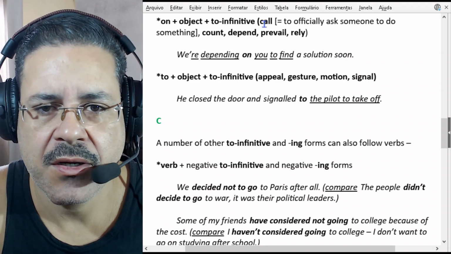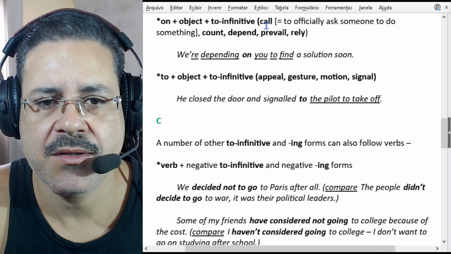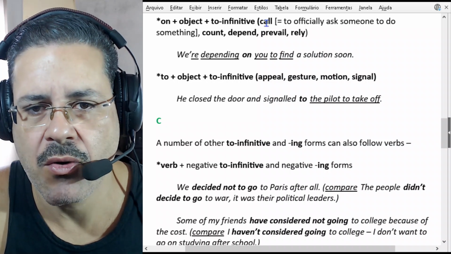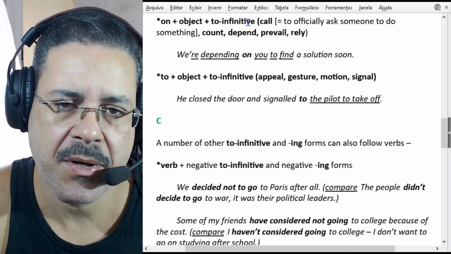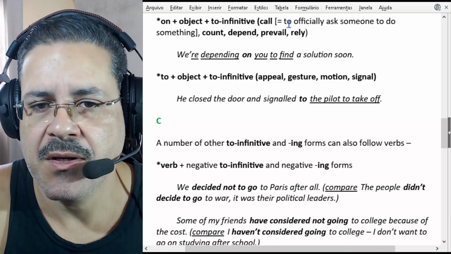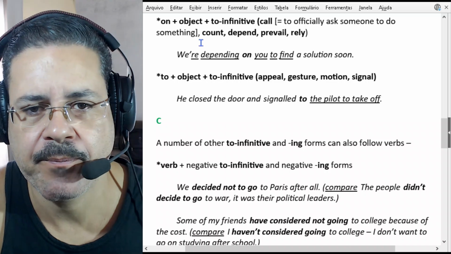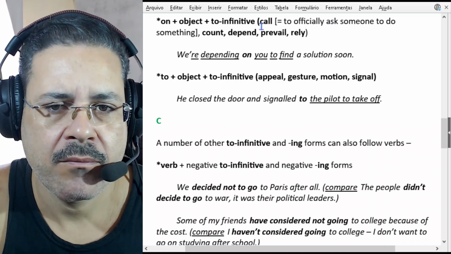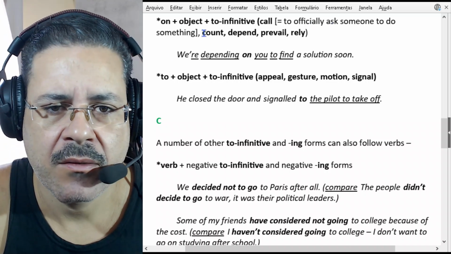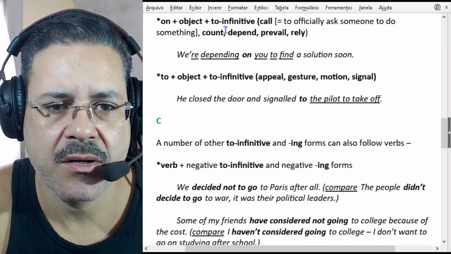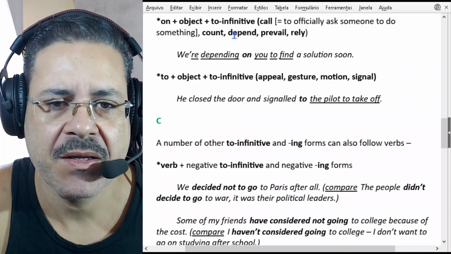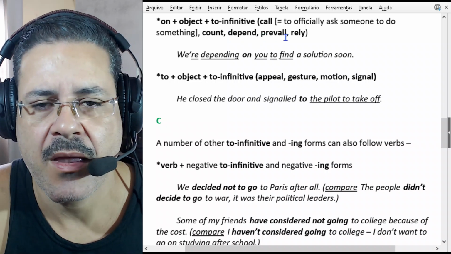Okay, we've got here another verb which is quite important. It is the verb to call used in that pattern. For example, it means here to officially ask someone to do something. Other sorts of verbs used in that pattern include the verb to count, depend, prevail, and rely.